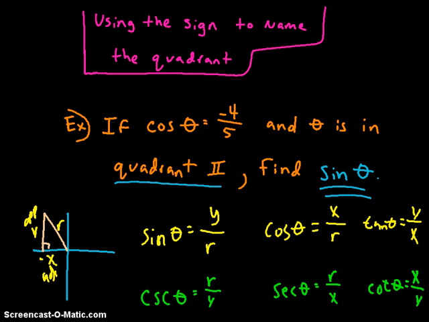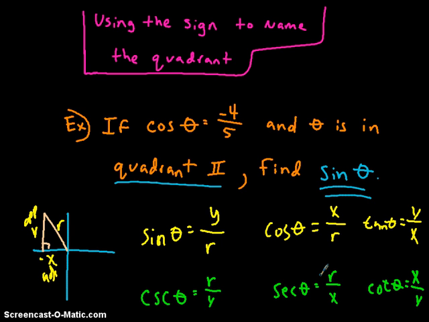So we look at the reciprocal functions. Cosecant would be the reciprocal of sine, so r divided by y. Secant would be the reciprocal of cosine, so it would be r divided by x. And cotangent, of course, would be the reciprocal of tangent.